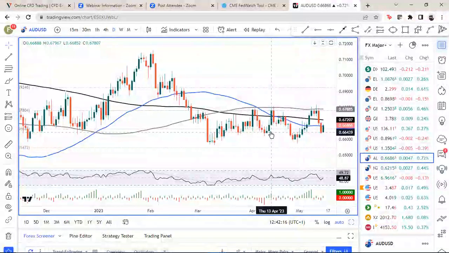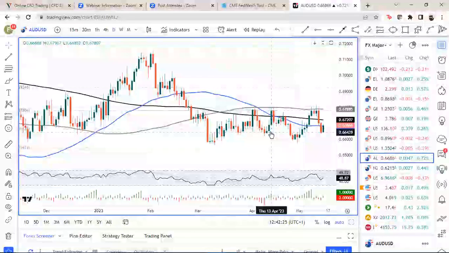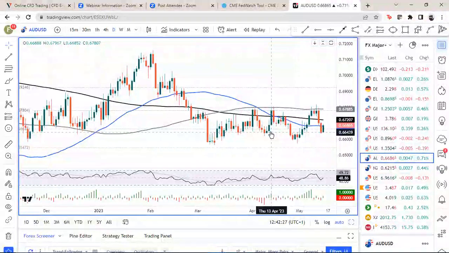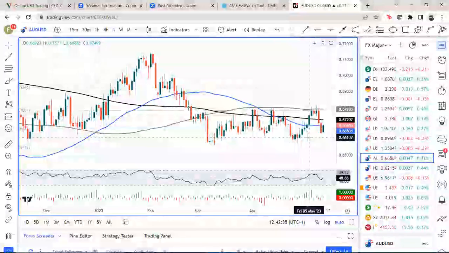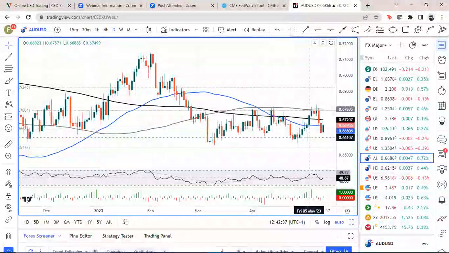If you remember, of course, everyone presumed they were pausing, and obviously then they hiked. So money markets still give a pretty small chance, around 10-15%, of another 25 basis point hike in June. So interesting pieces of data out of Australia, really the jobs and that wage data before that.